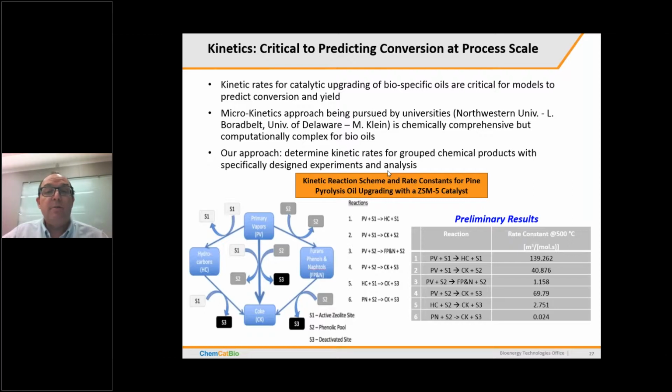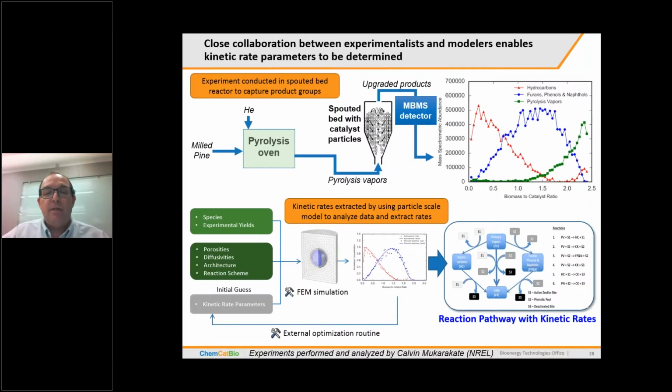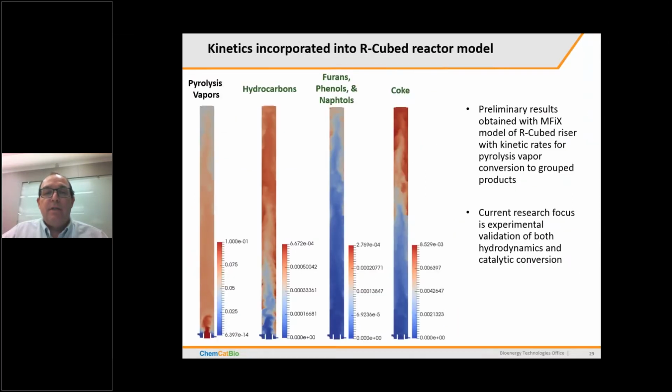So this has been done in close collaboration with experimentalists in the ChemCatBio program, and you can see some of the kinetic rates here on this slide. Peter mentioned a little bit about this process, and this slide has a little more detail on the collaboration with the experimentalists to get this kinetic information. We've been working closely with experimentalists who have been running the catalyst in a spouted bed reactor and then detecting the products with a molecular beam mass spec detector. With feedback from our models that Peter developed, we've been able to come up with these kinetic schemes. So at this point, we're actually using those kinetics in our models.